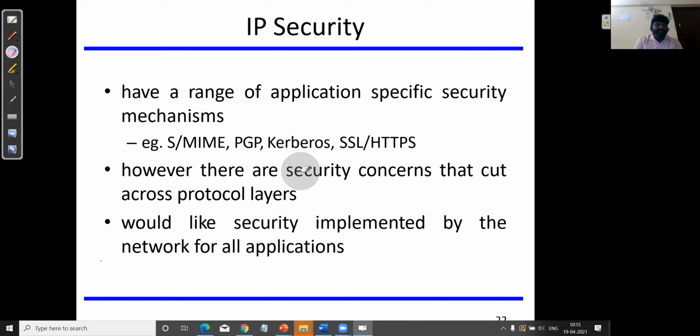Any queries regarding those concepts? Quickly you can write in the chat box if you have any queries. Say yes or no.